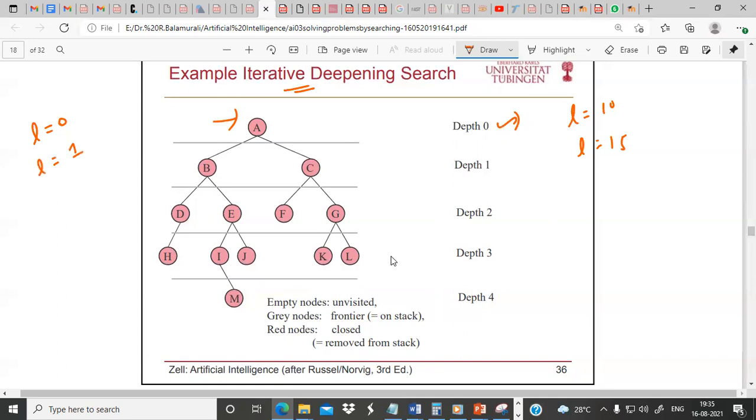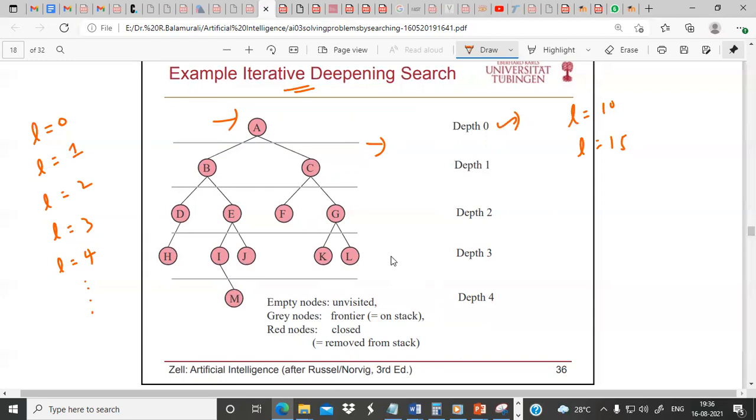Then you make the depth as 1. That means we are going to check up to level 1. Then make the depth as 2, then 3, then 4, and so on and so forth. Increase the depth. So that is what's shown here. First we call DFS with a depth limit of 0. That is, the algorithm will not go beyond the 0th level. It will check only whether the root node is the goal state or not.